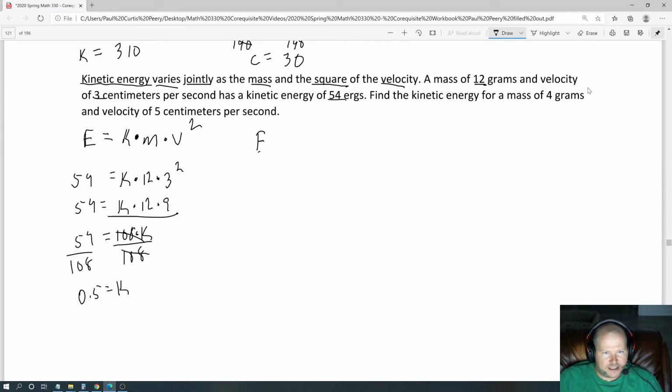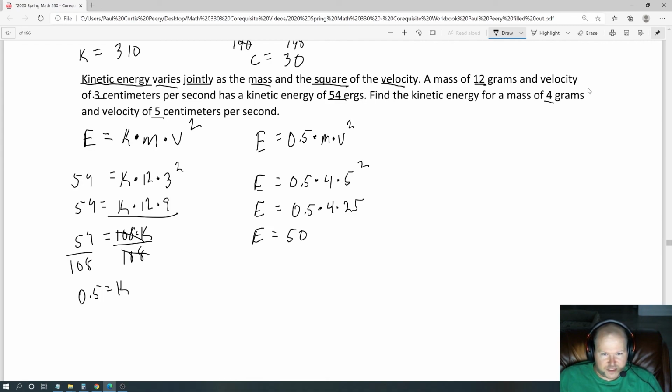So I go back and I rewrite the original equation, but now I have 0.5, and that's times m, and that's times v squared. You don't really need all these dots, I'm just trying to emphasize the operations. Okay, now at this point they say, find the kinetic energy for a mass of 4 grams and a velocity of 5 centimeters per second. So E is equal to 0.5 times m, which is 4, times the speed, 5, squared. Order of operations, 5 squared is 25. And then finally, we can multiply everything through. 0.5 times 4 is 2. 2 times 25 is 50. So we get 50.